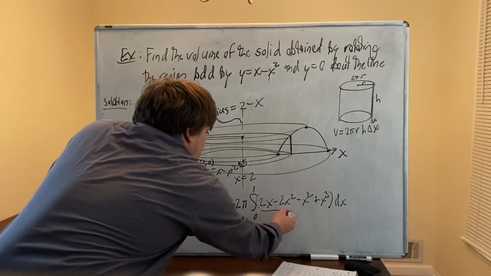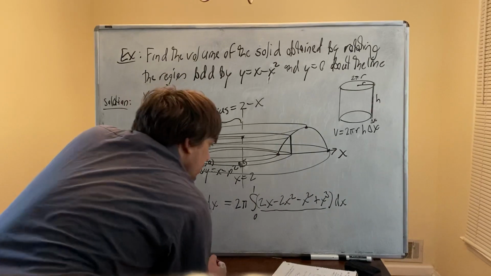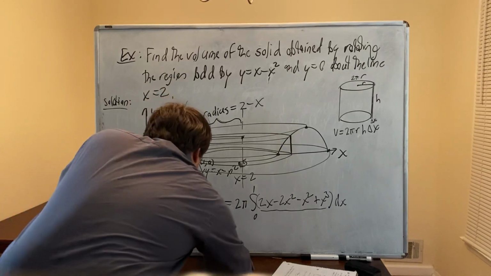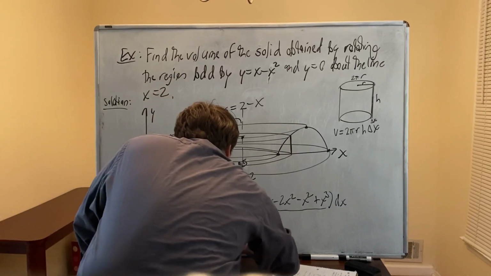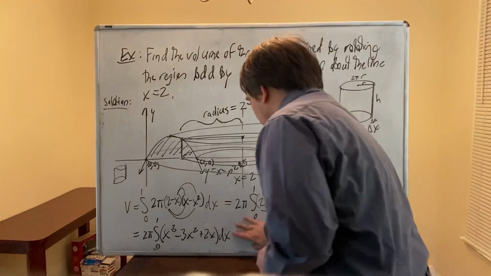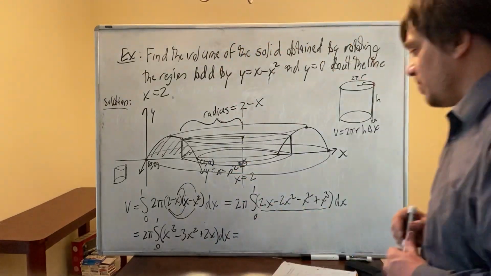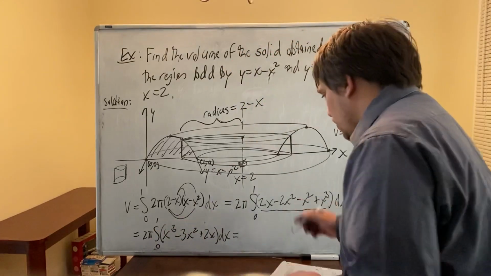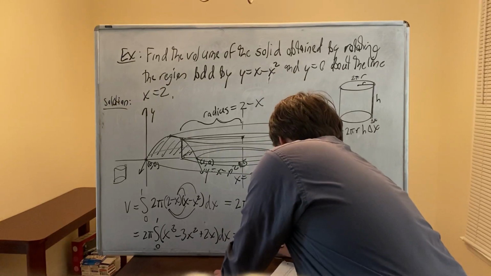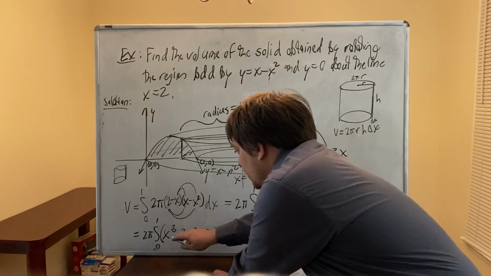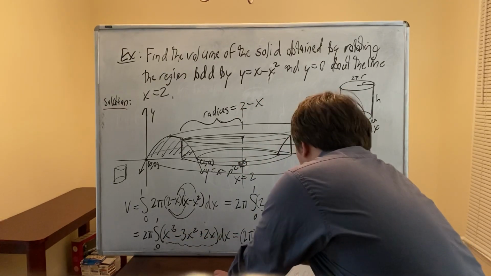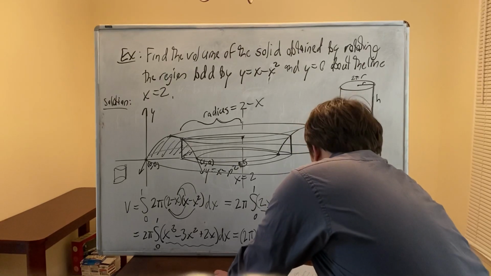And so now this integrand is x cubed minus 4x squared plus 4x. Okay, so now 2 pi times that definite integral. This definite integral is an antiderivative of the integrand function, which is x to the 4th over 4 minus x cubed plus x squared. Evaluate from 0 to 1.